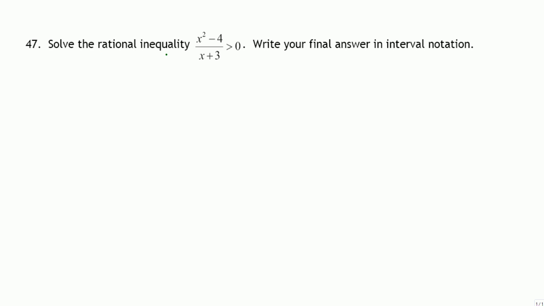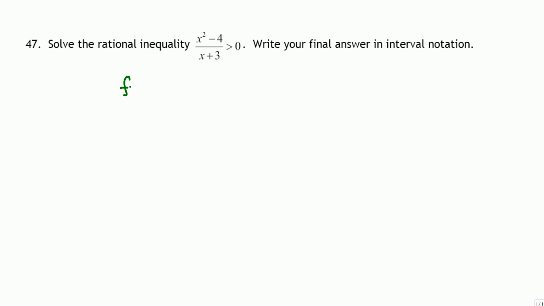Solve the rational inequality (x squared minus 4) over (x plus 3) is bigger than 0. Write your final answer in interval notation. It's kind of good because the right hand side is already 0. Okay, and this is our function.